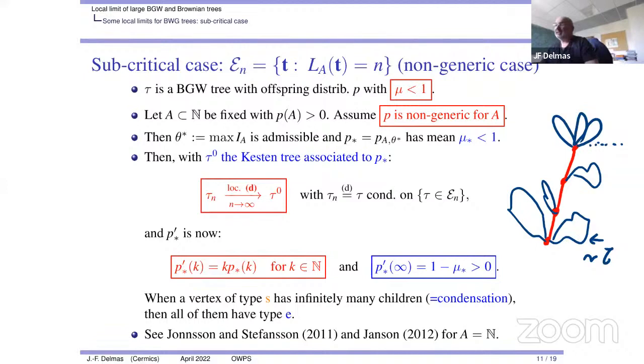So a distinguished finite spine, whose length is distributed according to a geometric distribution with parameter this quantity. At the tip of this distinguished spine, we have an infinite number of independent Galton-Watson trees, and the spine is itself decorated with Galton-Watson trees. So this corresponds to the non-generic case.